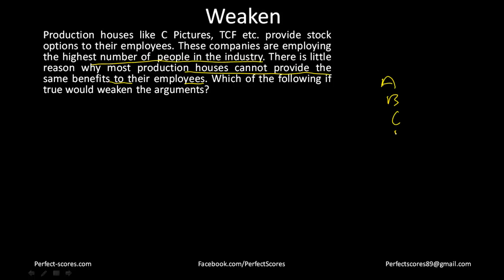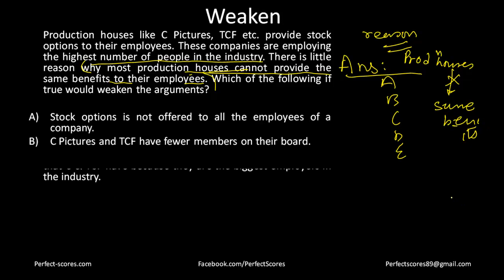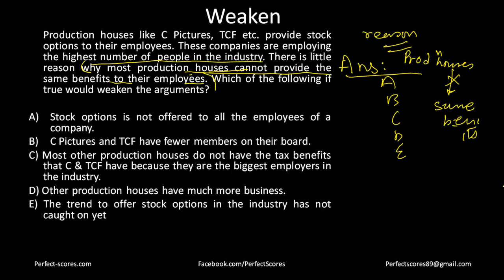Now if you have your scratch paper over here, it's very easy to predict the answer. What your answer should do is go against this conclusion, giving a reason why the other production houses cannot provide the same benefits. If you give a reason like that, it would totally weaken this argument. Let's go through the options one by one. So these are the 5 options in front of us.